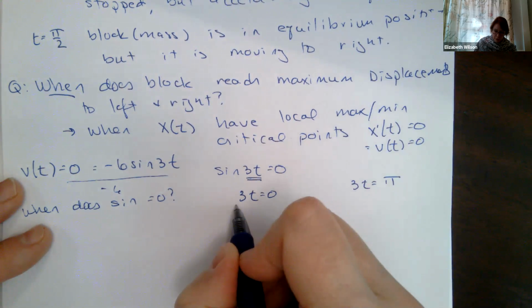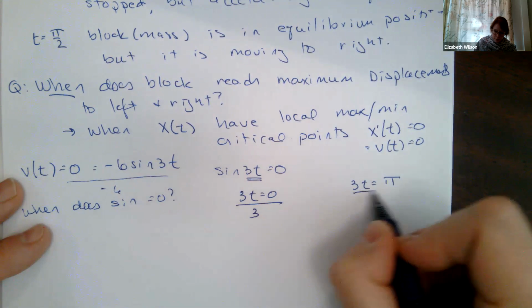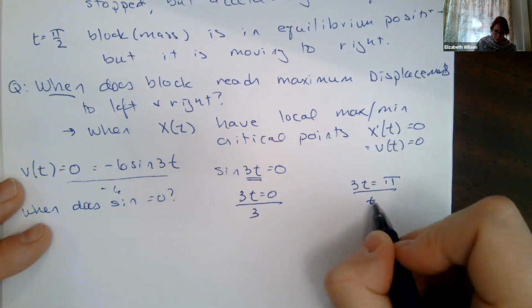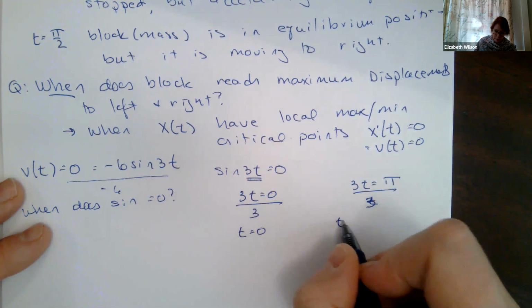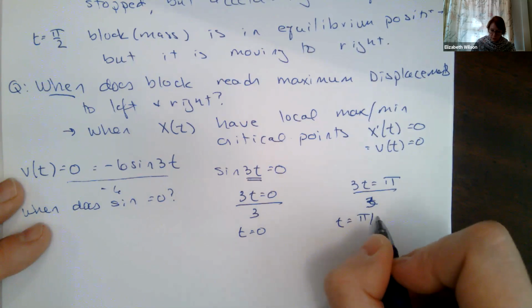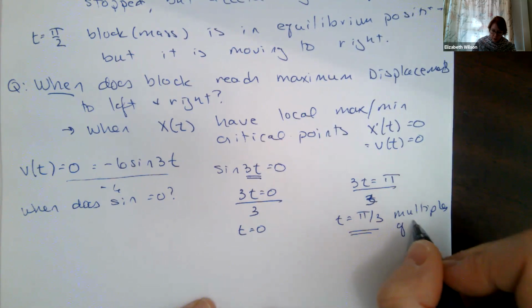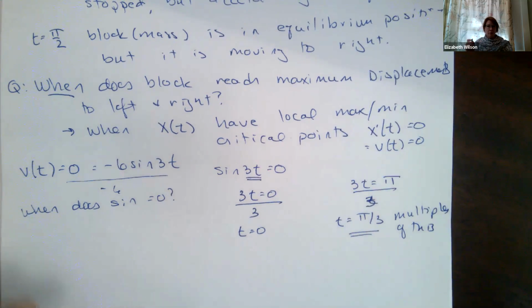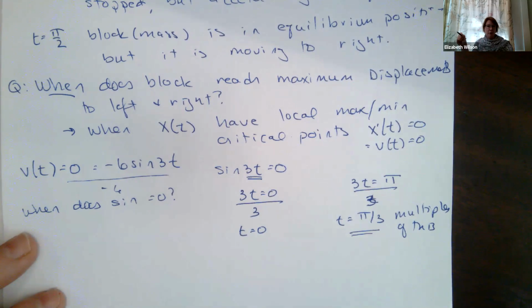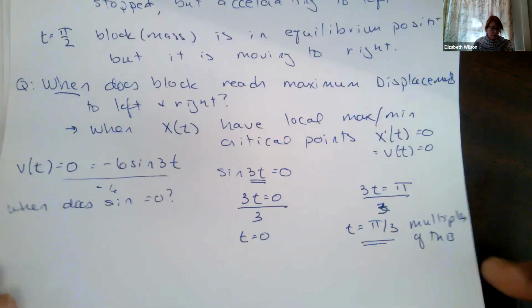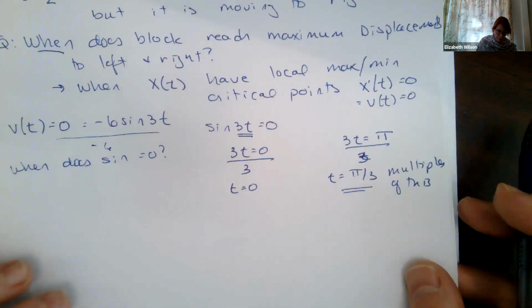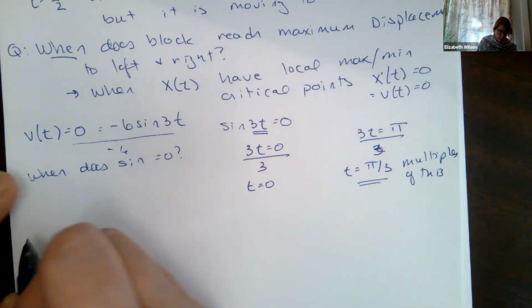My sine function is 0 at 0 radians, and it's 0 again at pi radians. So now I solve for t. So t equals 0 and t equals pi over 3. It's periodic, so multiples of pi over 3 are going to give me my max and min. All right, let's do our check. So I'm going to check my position at 0.